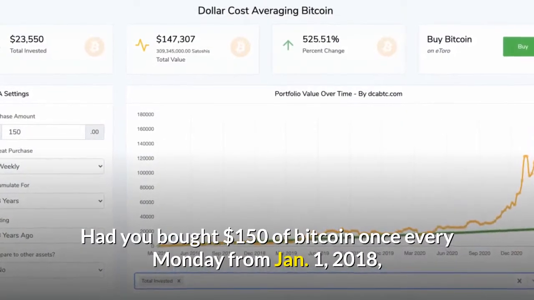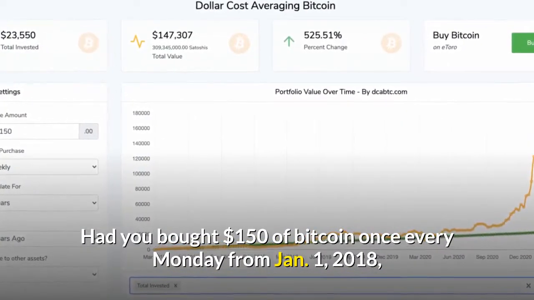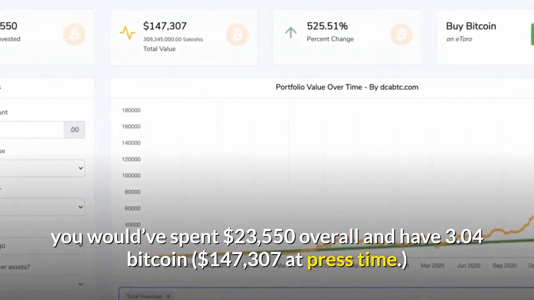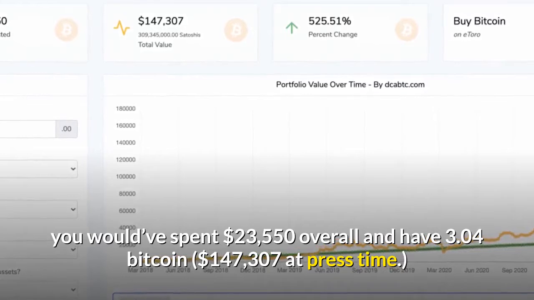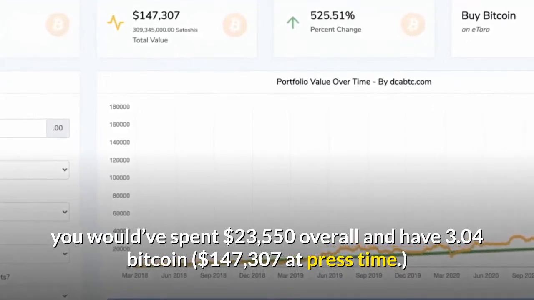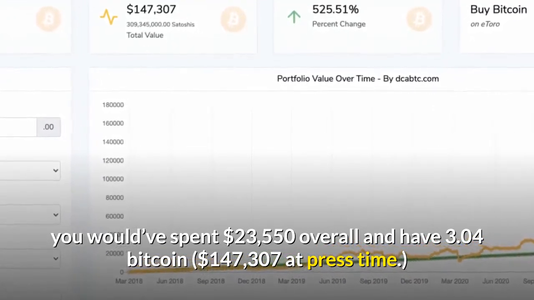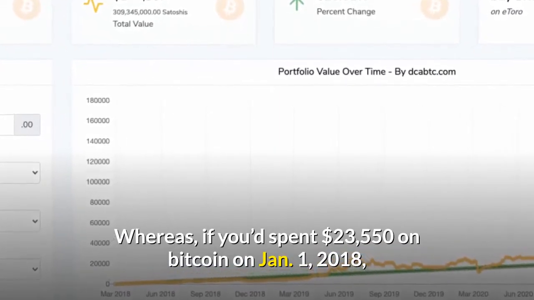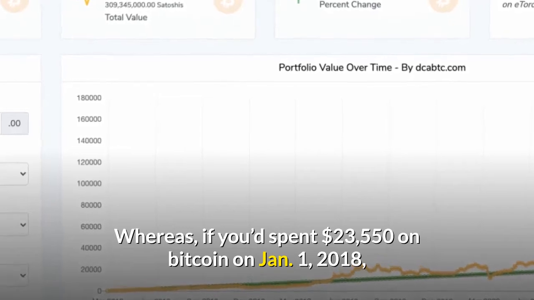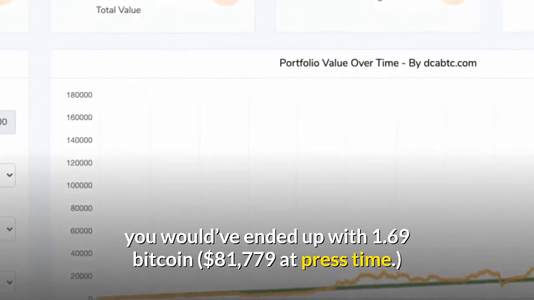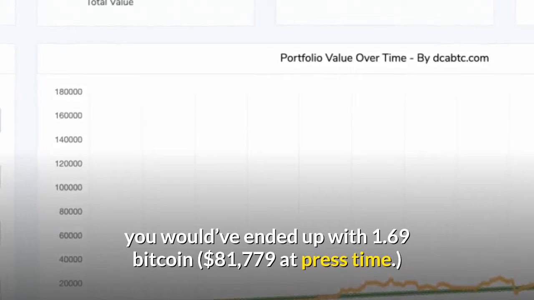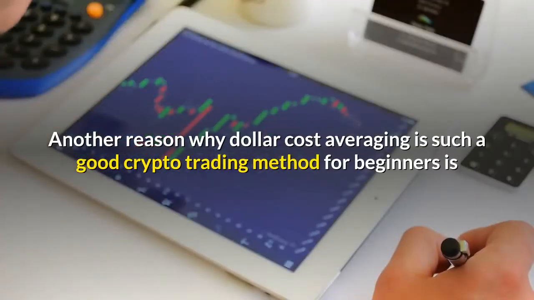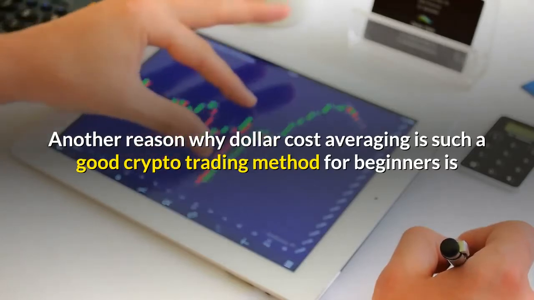Had you bought $150 of Bitcoin once every Monday from January 1, 2018, you would have spent $23,550 overall and have 3.04 Bitcoin, worth $147,307 at press time. Whereas, if you'd spent $23,550 on Bitcoin on January 1, 2018, you would have ended up with 1.69 Bitcoin, worth $81,779 at press time.